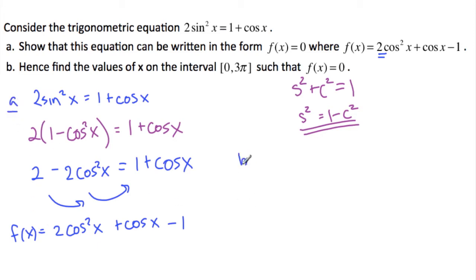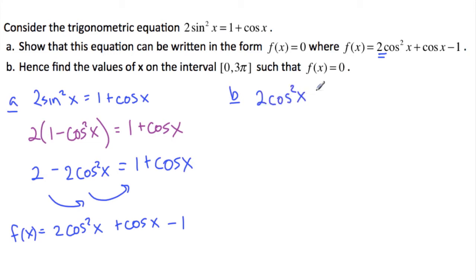Part B says to actually solve. Alright, so what do you think, Mr. Anderson? I think you factor first. So 2 cosine x plus cosine x minus 1. Let's set it equal to 0. So let's factor like Mr. Anderson says, and we get 2 cosine x. What else do we get?